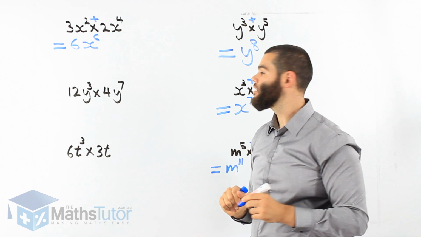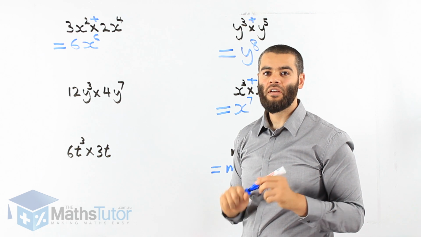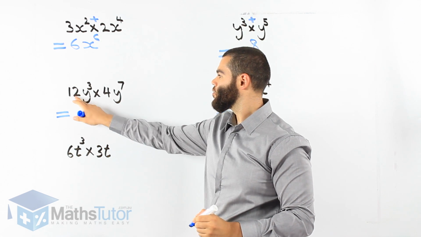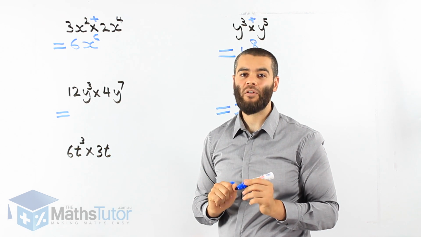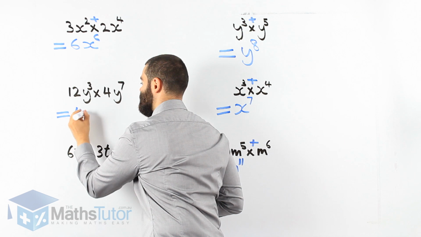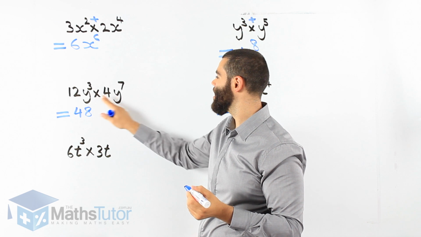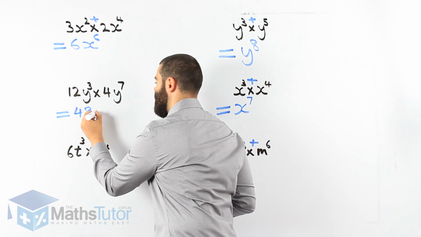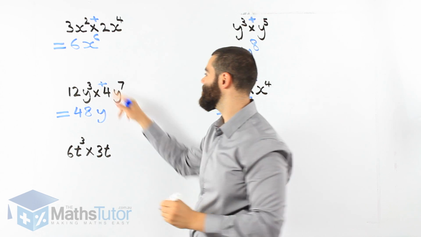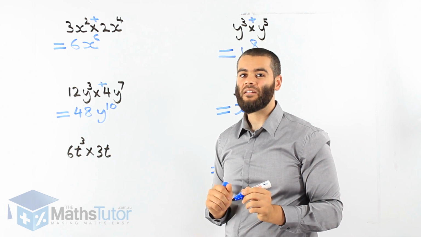Then we have another one. 12y to the power of 3 times 4y to the power of 7. Try doing this one yourself. What are we going to do? We have our numerals first. Always numerals are written first. 12 times 4, 48. Now what? We have the same base, y to the power of 3 times y to the power of 7. So our base is y, and we simply add the indices. 3 plus 7, so 48y to the power of 10.